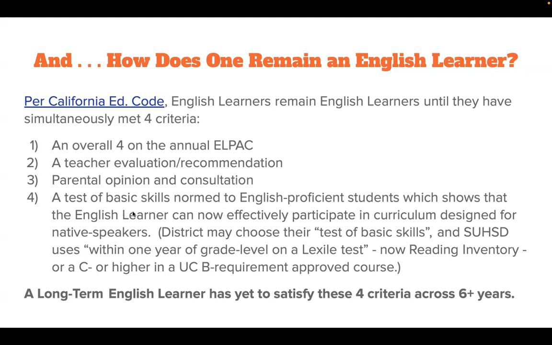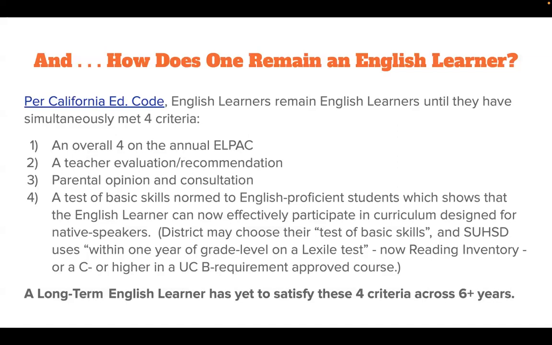So this is kind of a slam dunk. And then the last one is a test of basic skills, which is normed to English proficient students that shows the English learner can now effectively participate in the curriculum designed for native speakers. This is traditionally the hardest one. As I said, it's gotten a little bit easier, and that's related to more tests. The CASP now has a Lexile, which we can pull out and use. We administer our own Lexile test, and many students do that several times a year.